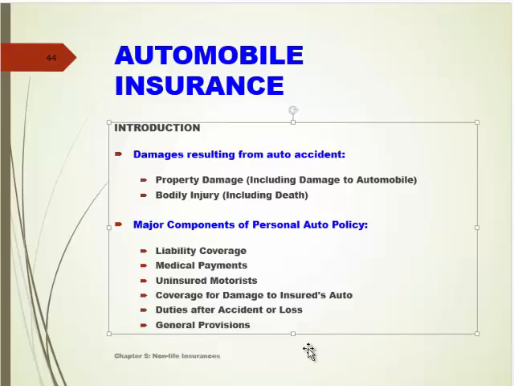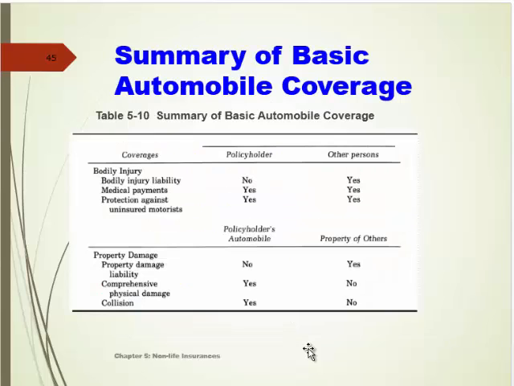Coverage for damage to the insured's car, your car. Again, what happens after the accident? It could be general provisions that are compensated for. So again, summaries of basic automobile insurance. Who ultimately pays for bodily injury? If there's bodily injury liability, does the policyholder pay for that or other people? Other people pay for this if you're hit. Medical payments, it covers. Protection against uninsured, yes, it covers.